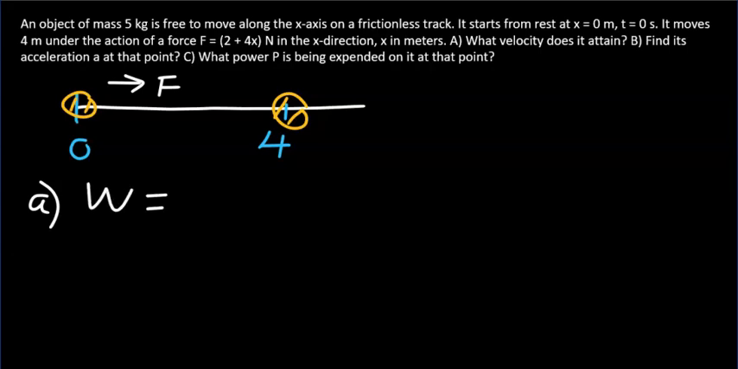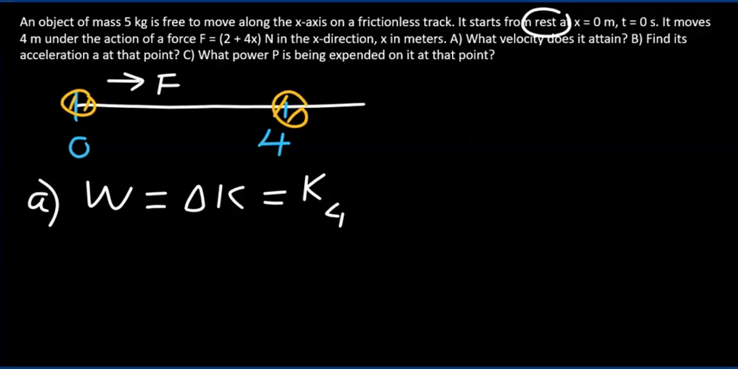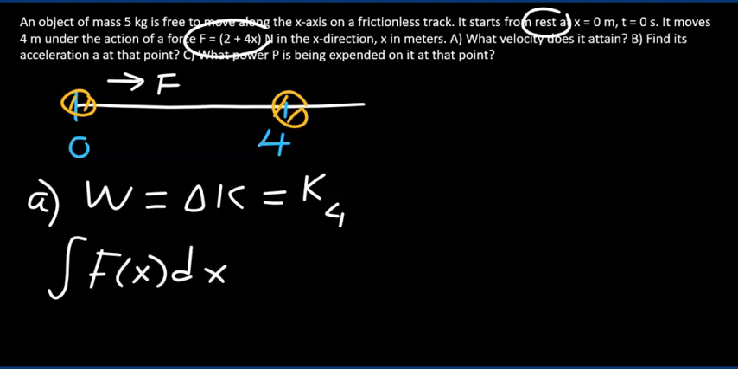So work equals the change in kinetic energy. The change in kinetic energy means the kinetic energy at x equals 4 minus the kinetic energy at x equals 0. We know it begins from rest as given, so that goes to 0. Let's calculate the work done by this force on this object. The work is given by the following integral, F(x) dx. So you have to integrate the force with respect to x, and the limits of integration are from x equals 0 to x equals 4.